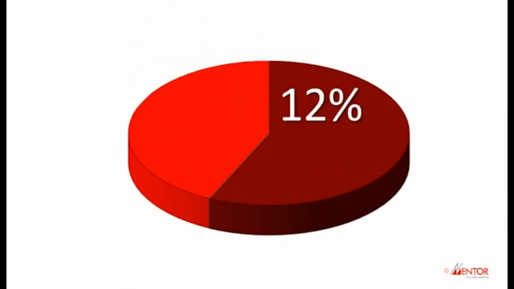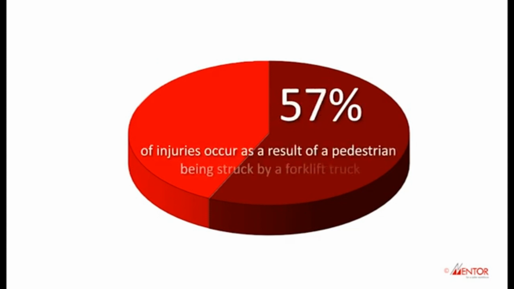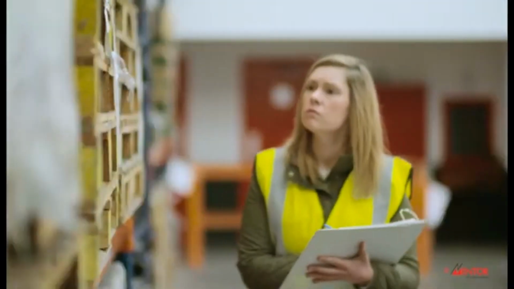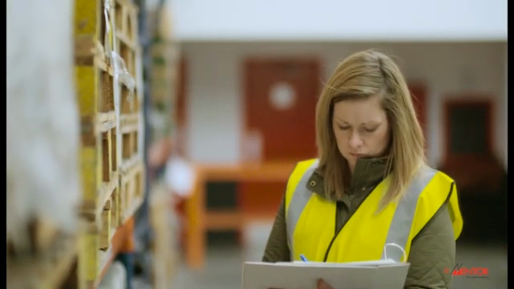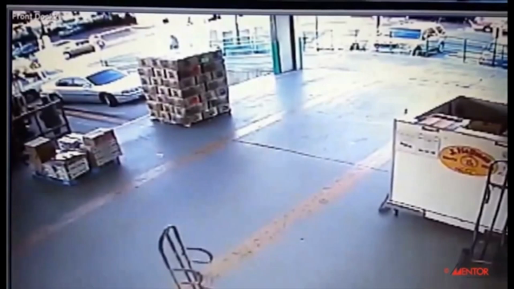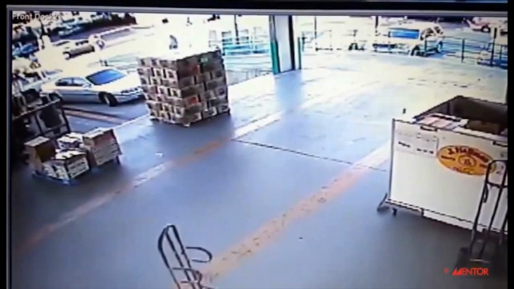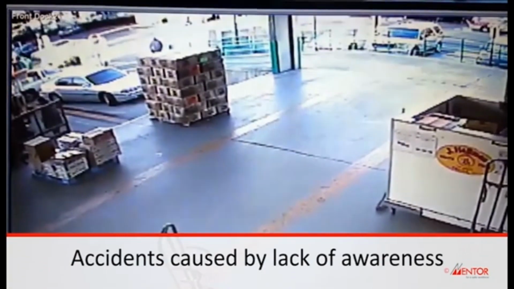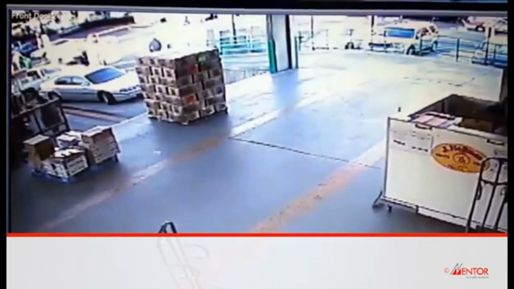In nearly 60% of the cases, the injury is a result of a pedestrian being struck by a forklift truck. As pedestrians working around moving vehicles, there is the risk that you could be involved in a serious incident, and because of this, you need to take responsibility for your actions. Forklift accidents can occur for a variety of reasons. First, let's look at an example of lack of awareness by both the driver and pedestrian.